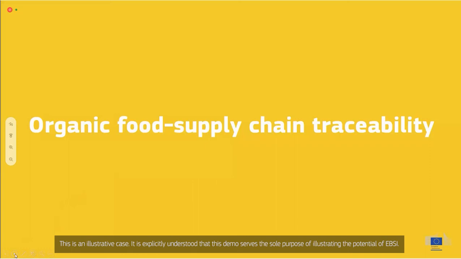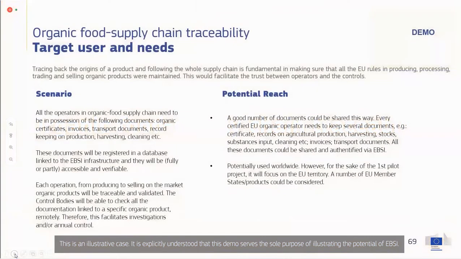So the next case study is still in its theoretical phase, but we hope it will come to reality as well. We are going to see how we can use this platform, the EBSI, for traceability in the organic food supply chain. So who is our target? Our target is the organic food operators and the control bodies.